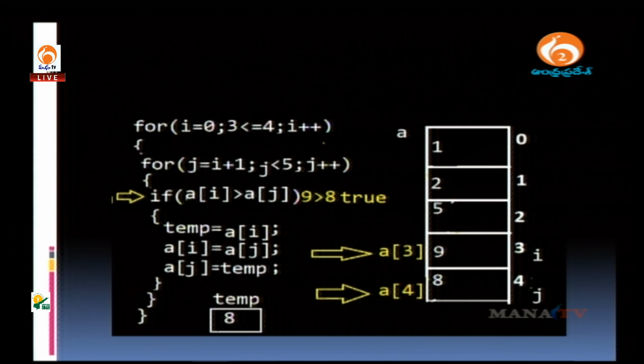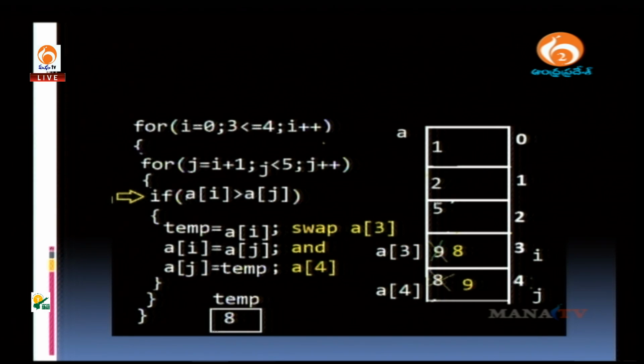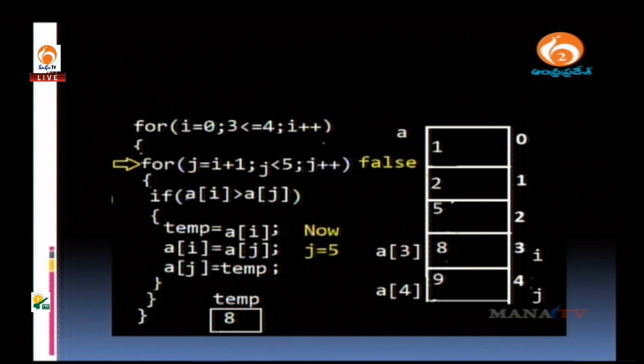Okay. Next, if condition. If A of i is greater than A of j, means 9 is greater than 8, which is true. So, whenever the condition is true, swap the values. Here 9 and 8 are swapped, means 9 is replaced with 8 and 8 is replaced with 9. Swapped successfully here.